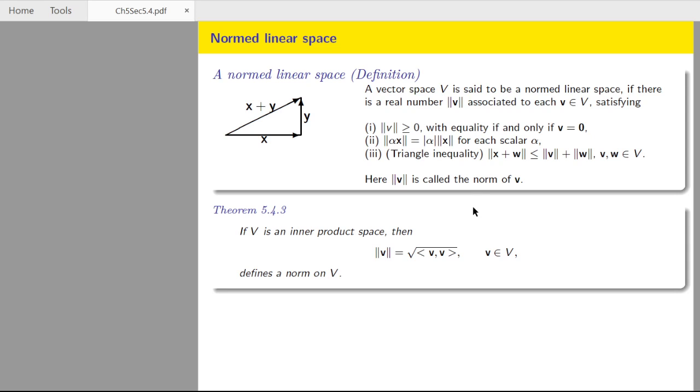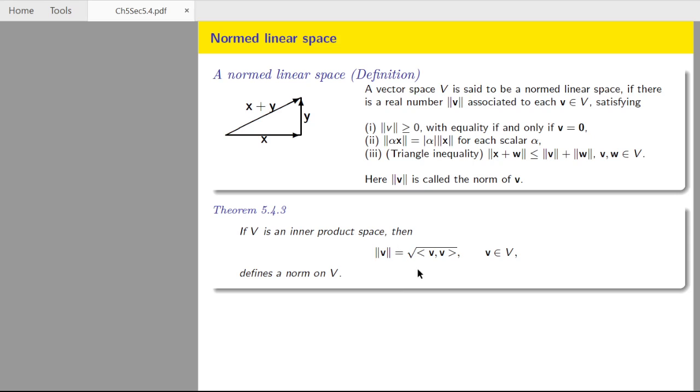Theorem 5.4.3. In this case, we assume V is an inner product space. Then we take a square root of the inner product between v and itself. In this way, we define this operation. Now, this operation actually defines the norm on V.